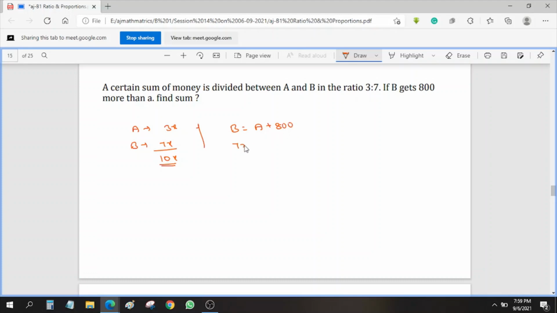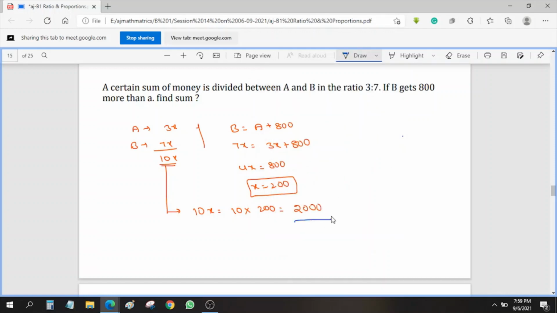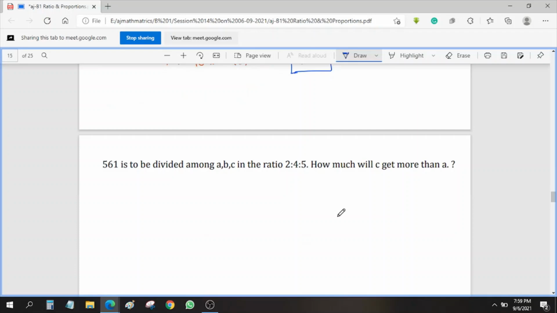So B value is 7x. 7x equals 3x plus 800. Now 4x equals 800. X is equal to 200. So after getting x equals 200, the total sum is what? 10x. Okay, 10x equals what? 10 into 200, which is equal to 2000. So the total sum is 2000. So this is the answer for the question. This is a very good example to show the total number of things.